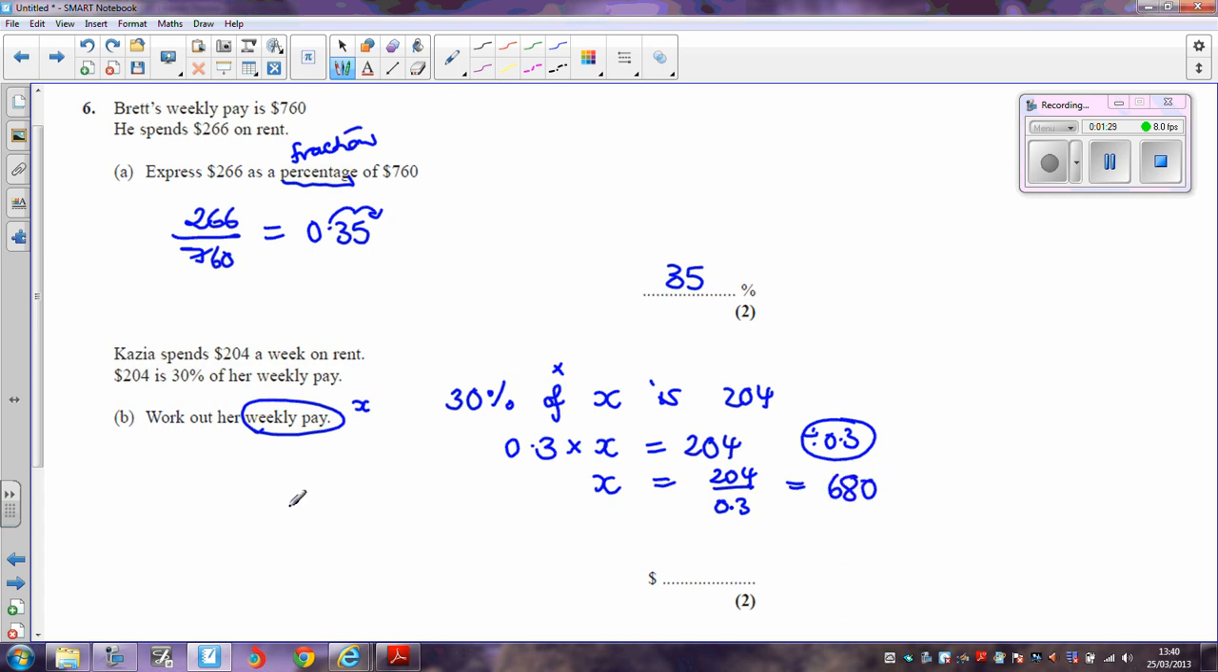And as a check, work out 30% of $680. If you do 0.3, which is 30%, or you could do 30 over 100, which is the same as 0.3, both of those, if you multiply by 680, will give you that correct 204. What you must not do is work out something like 30% of 204. Won't work.